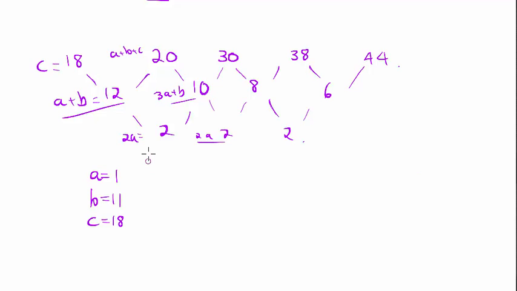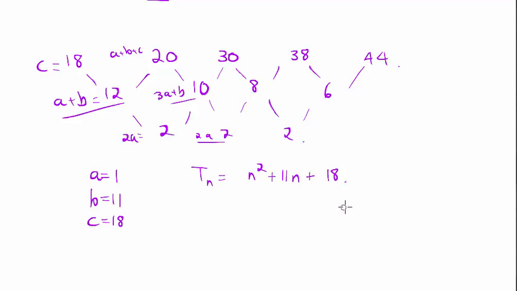So, for B, you said it's 11. How did you get 11? Because A plus B is 12. If A is 1, then B is 11. See that?